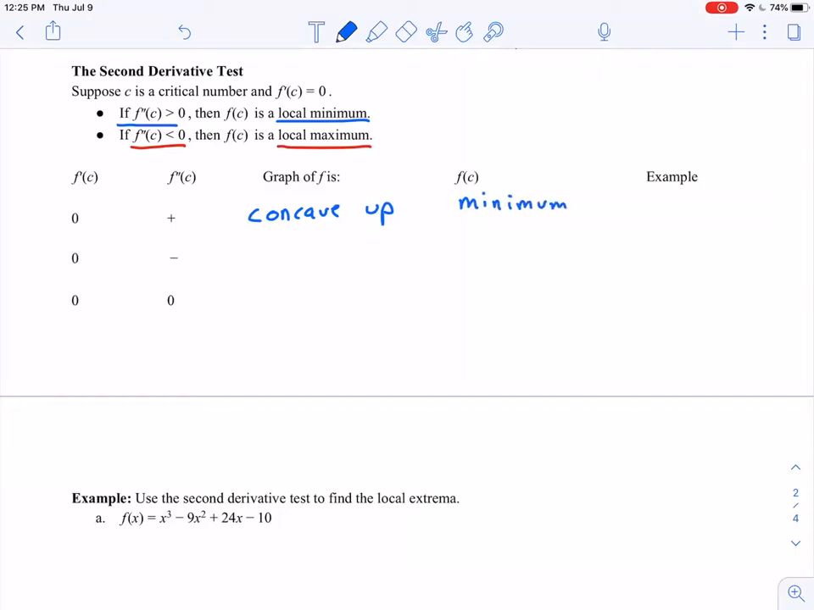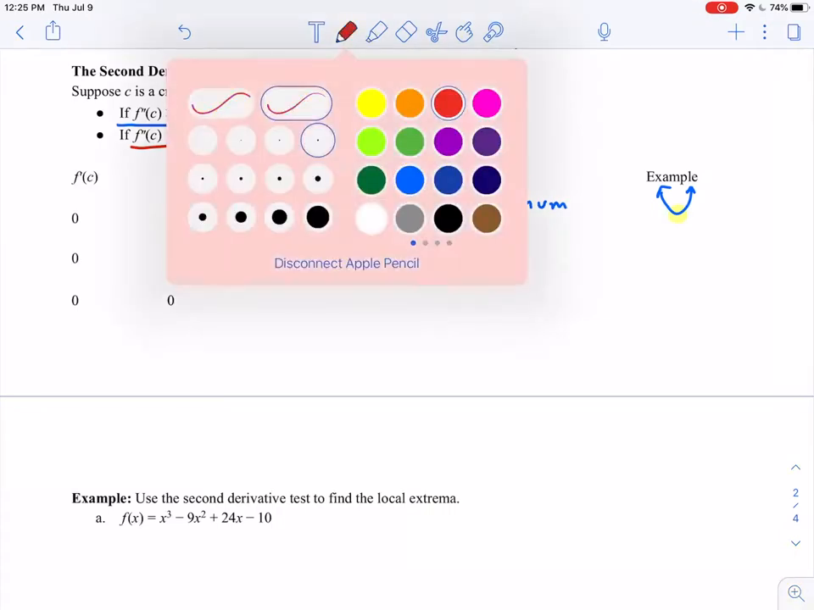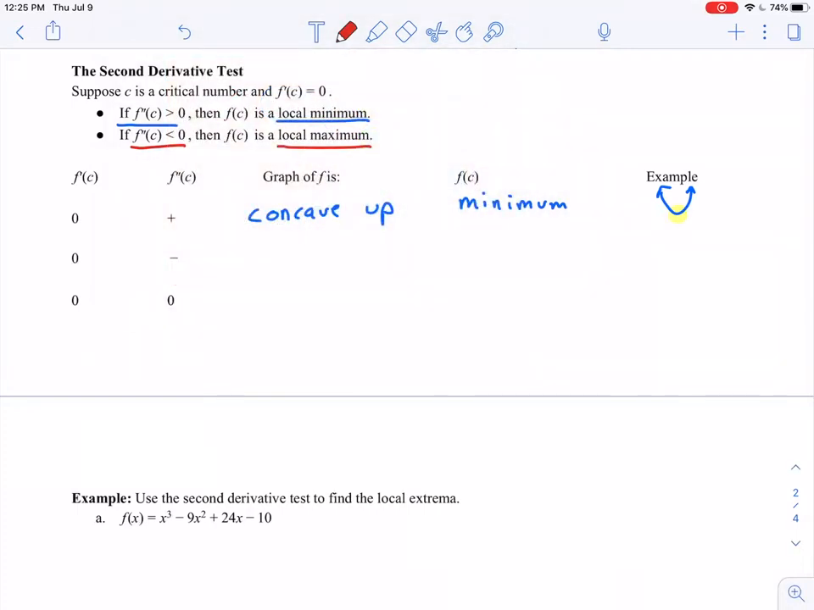And if you have trouble visualizing this, draw the picture of a graph which is concave upward. Here we said f prime of c is 0, so that's where we have that horizontal tangent line. So this point right here is a local minimum. If we switch the sign on the second derivative, so now f double prime of c is negative, then we know in that case that the graph of f is concave down, so we must have a maximum.